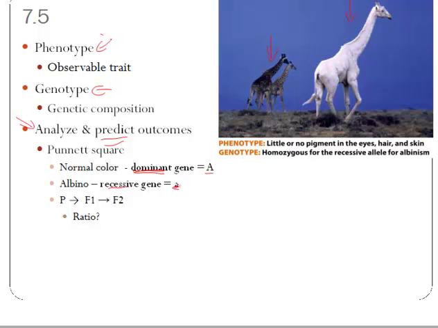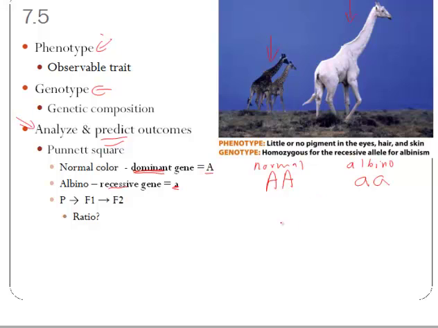If we walk through a P, F1, F2, kind of a classic Mendelian monohybrid cross, we have normal and albino, and those can be represented by true breeding, two capital A's, and true breeding, two small a's. This would be homozygous dominant, so we've looked at dominant and recessive. We've also looked at homozygous and heterozygous. Having two capital letters makes you homozygous dominant. Having two lowercase letters makes you homozygous recessive.